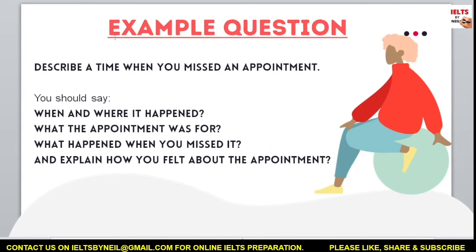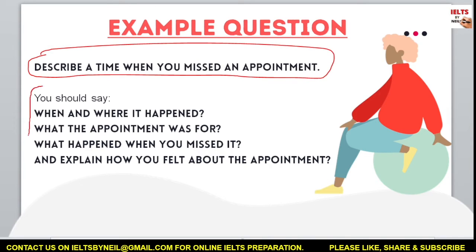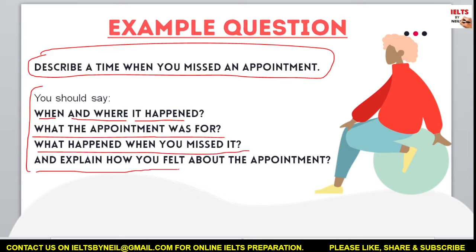So we'll be developing ideas with the help of the formula that we have discussed before. Now this is an example question. They are saying, describe a time when you missed an appointment. And you should say when and where it happened, what the appointment was for, what happened when you missed an appointment, and explain how you felt about the appointment. Now this is a question, and let's see what we can do here.